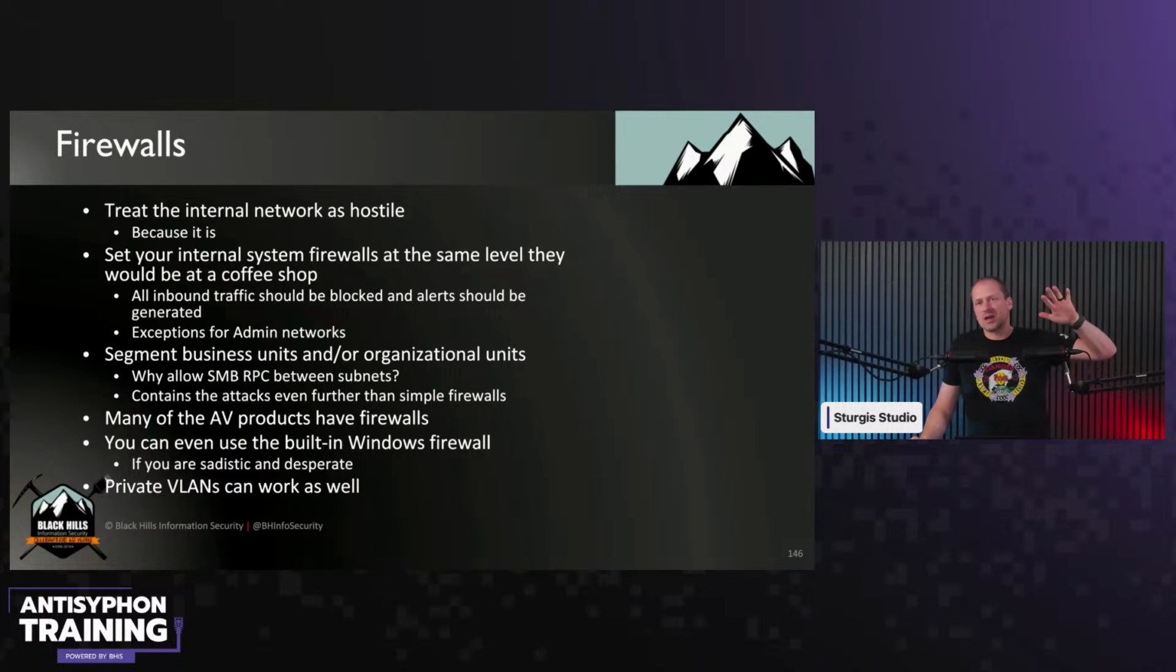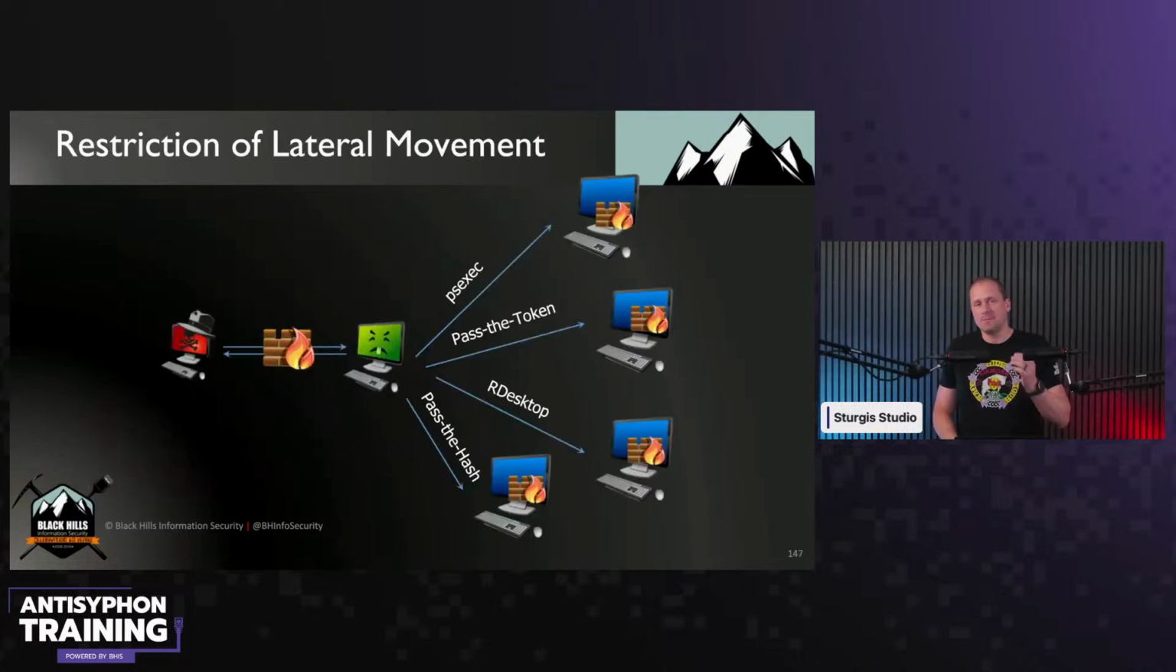So we want to make sure that we're using this base concept of zero trust where the network is not trustworthy. You should never allow SMB traffic between the workstations in your environment. There's nothing good that'll ever come back from that, ever. A lot of AV products have firewalls that you can enable and you can centrally manage from the console of that AV vendor. Once again, private VLANs can work pretty solid as well.